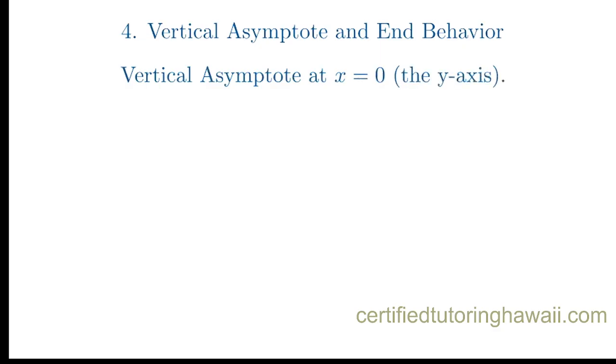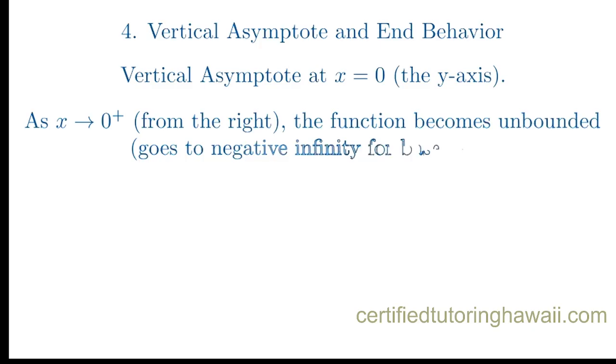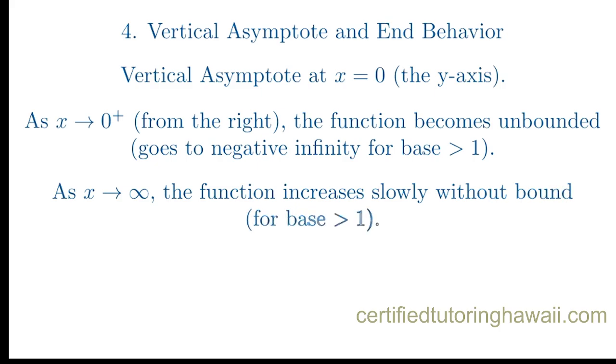Let's also talk about the function's behavior as x approaches this asymptote and as x gets very large. As x approaches 0 from the right side, the function's value becomes unbounded. For a base greater than 1, it goes down to -infinity. As x increases, the function does continue to increase without bound, but it does so very slowly. For example, log base 10 of 10 is 1, but log base 10 of a trillion is only 12. It takes a huge change in x to get a small change in y.